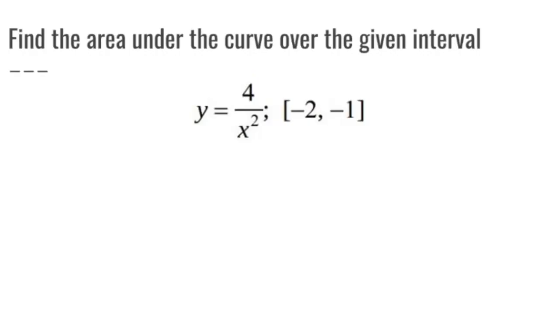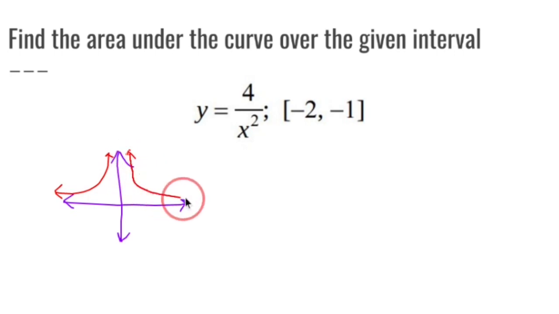Find the area under the curve over the given interval. So we have a graph of y equals 4 over x squared. Let's get a nice little visual. This isn't going to be a perfect picture. I have a hard time drawing graphs with this little pen thingy. But 4 over x squared looks, give or take, something like this.